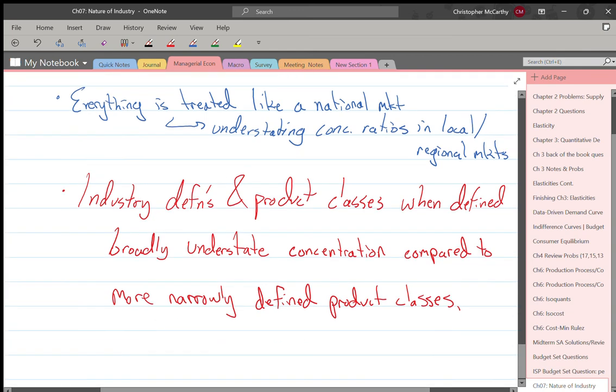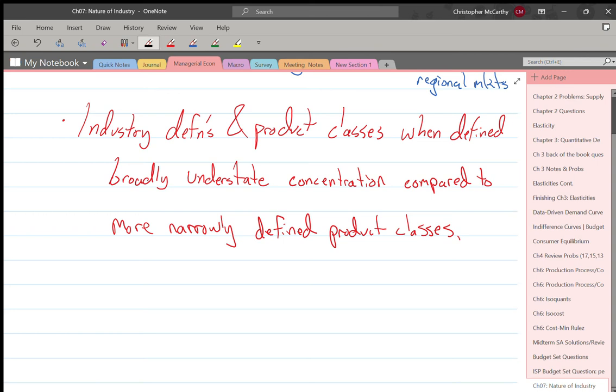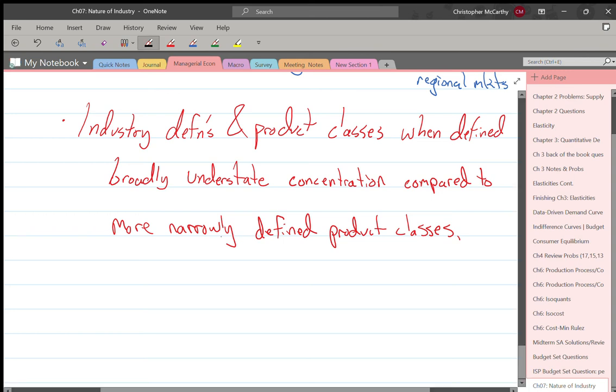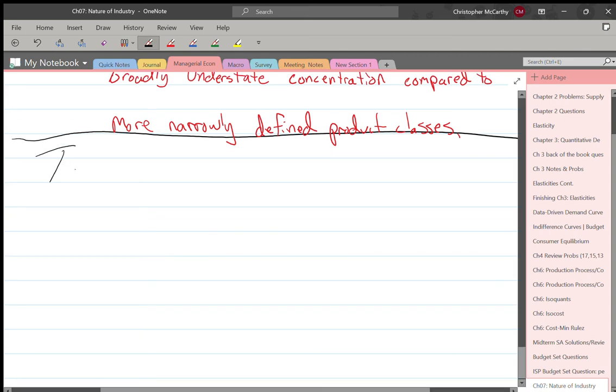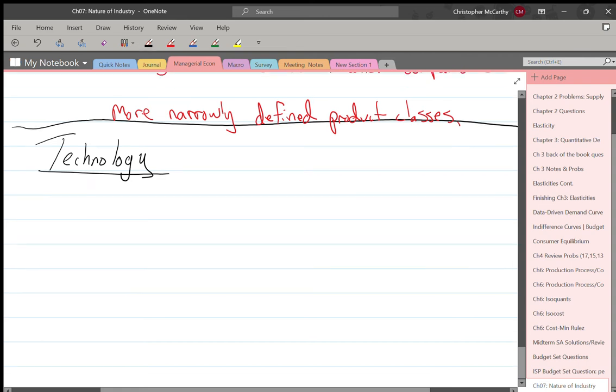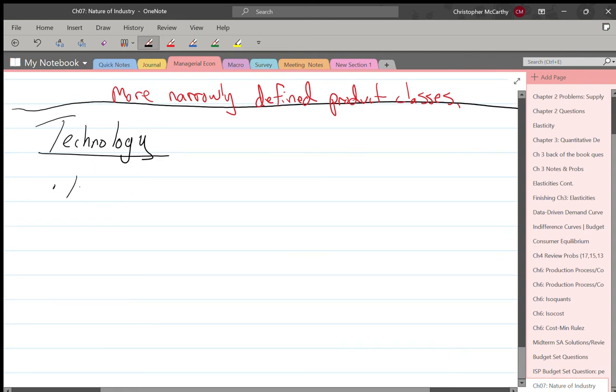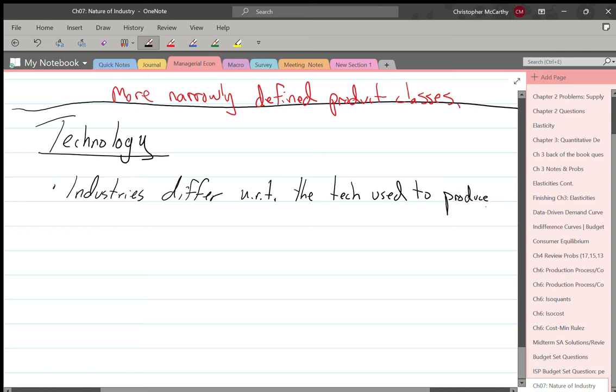All right. Technology, the number one source of growth in an economy, and very important in running a business in any kind of industry, right? And so we know that industries differ with regards to the technologies used to produce goods and services.